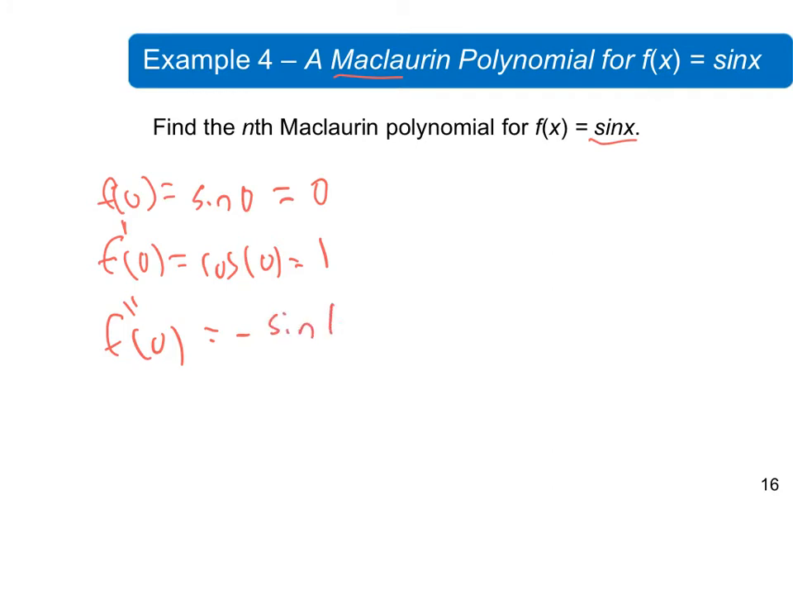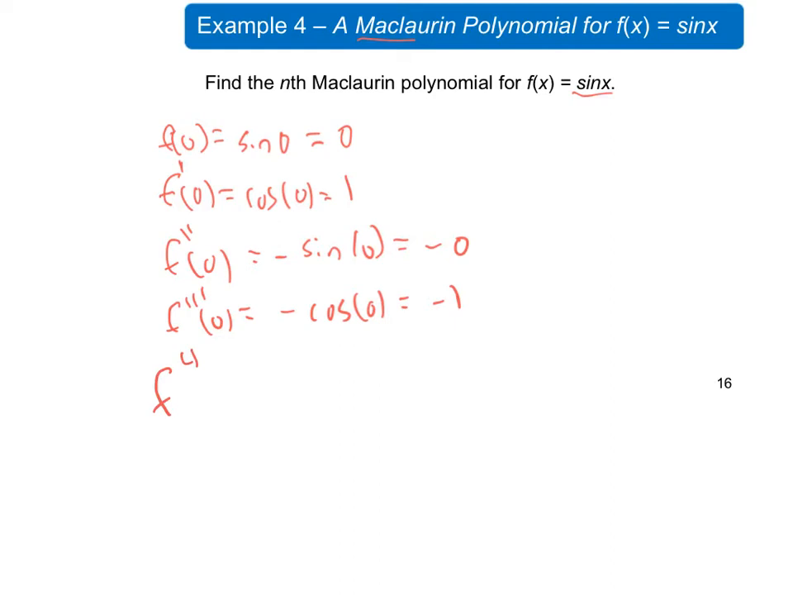Negative sine of 0, which is a negative 0. F triple prime of 0. So the derivative of a negative sine is a negative cosine of 0, which is a negative 1.